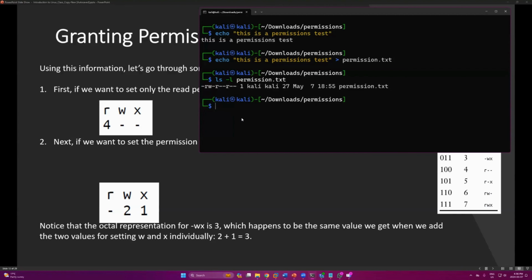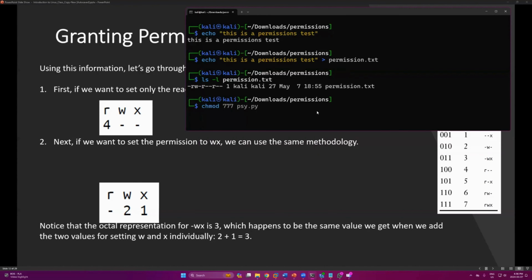So let's say we want to change the permissions. We're going to use a command called chmod, change mod. And then we're going to use one of these numbers. So 4, and then we're going to type in permissions.txt, right? With that being said, can somebody tell me what might be the result of this?